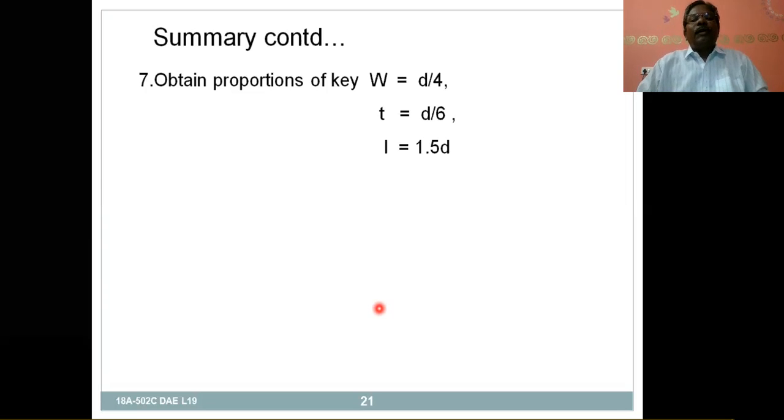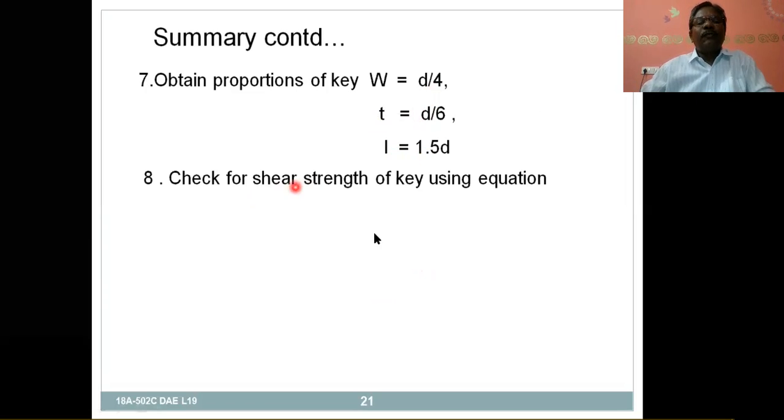Obtain proportions of the key. The width of the key is equal to d by 4, that is, 1/4 of the shaft diameter, and the thickness of the key is equal to 1/6 of the shaft diameter, or 2/3 of the width of the key, and then the length of the key is equal to 1.5d. Check for shear strength of the key using the equation T is equal to WL into Fs into d by 2.